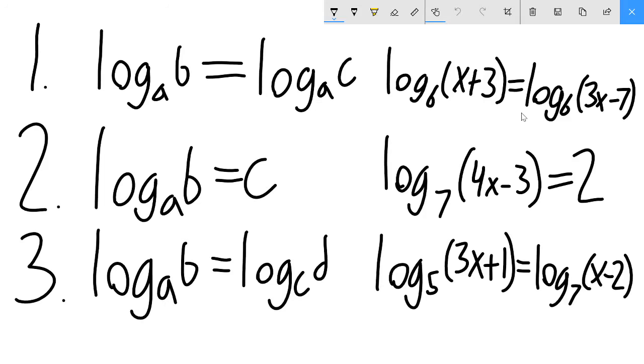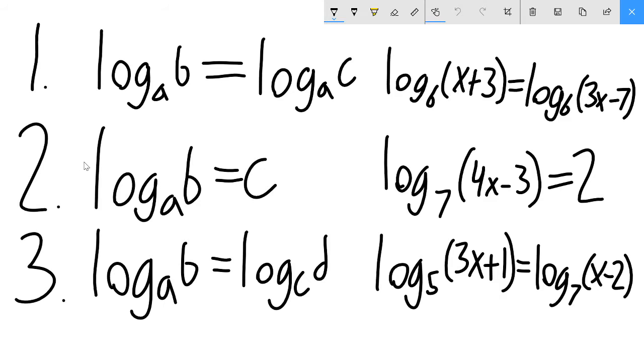So as you can see, there are three types of logarithmic equations. Today, I'm going to be teaching you two of these types. The first type is where there are two logarithms in the same base, but they have different values for b and c. As you can see, this logarithmic equation has the logarithms in base 6, and one has value x minus 3 for b, and the other has value 3x minus 7 for c.